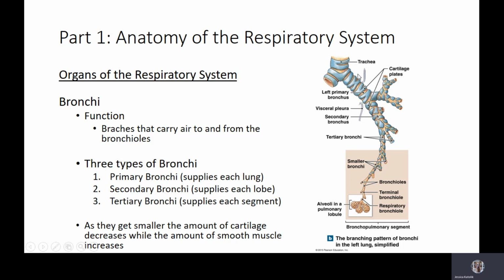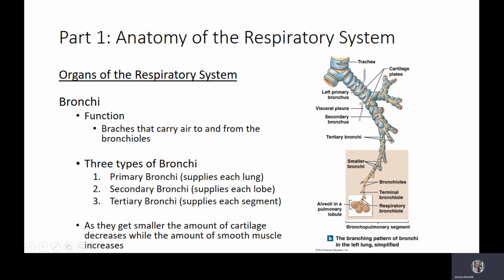So in a nutshell, we have the primary bronchi that are going to supply each lung, the secondary bronchi that are going to supply each lobe, and the tertiary bronchi that are going to supply each segment of a lobe. And so again, these are going to aid in ventilation.